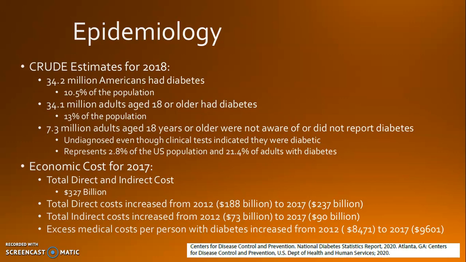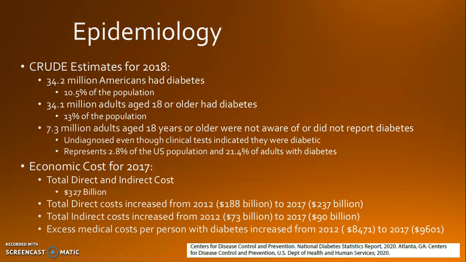34.1 million adults aged 18 or older had diabetes, which when you look at just the adults, that's about 13% of the population. So we do have some those younger than 18, but that represents a much smaller proportion of the population that has diabetes. So we're really looking at many of these adults having something more related to type 2 diabetes, and we'll talk about that in a second.